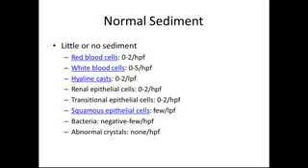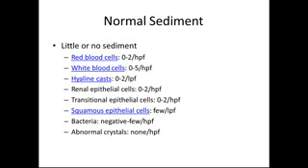Here's what we would report. So normal sediment, little or no sediment. Red blood cells, the normal range is 0 to 2 per high power field. White blood cells is 0 to 5 per high power field. Hyaline casts are 0 to 2 per low power field. Renal epithelials are 0 to 2 per high power field.